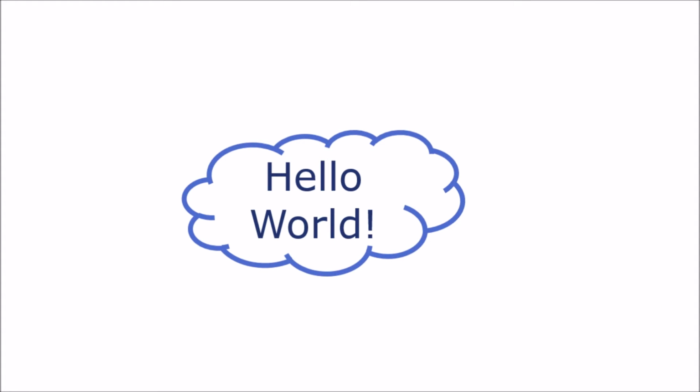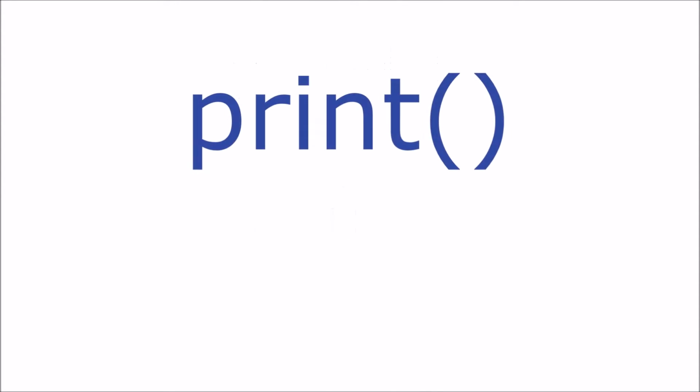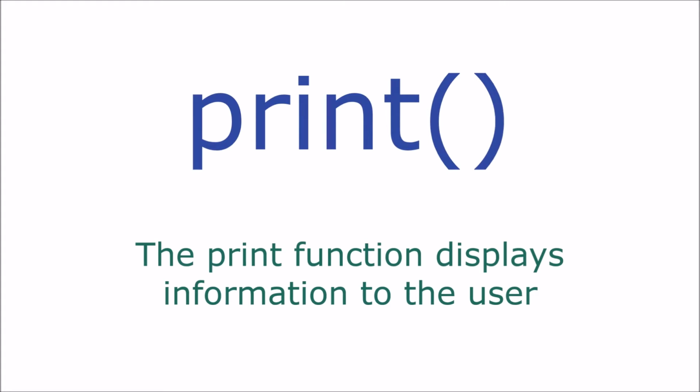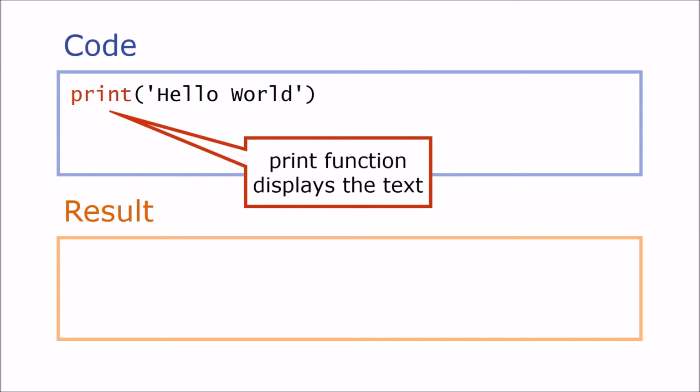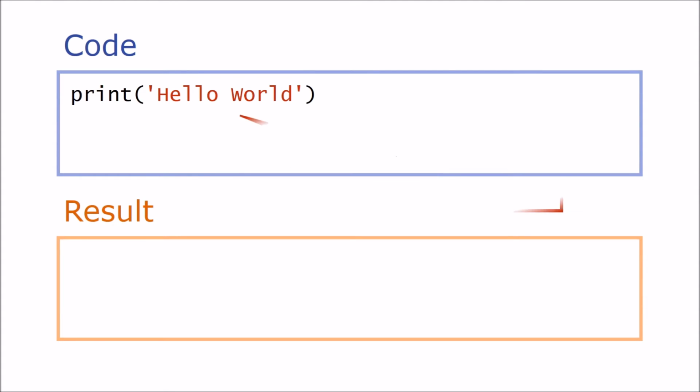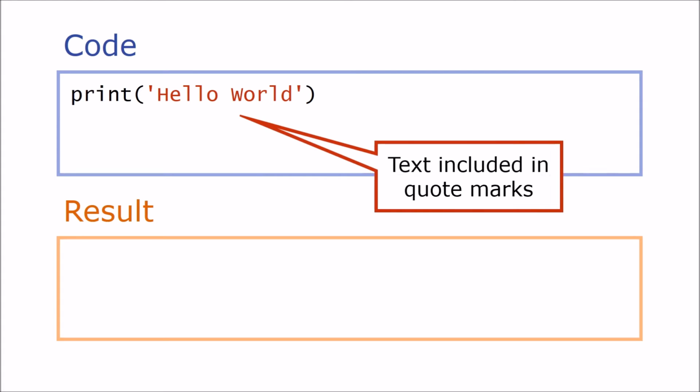First we will create a simple Hello World program. This is a program which just prints Hello World and then stops. The print function displays information to the user. Here is the code. The print function is used to display the text. The text itself is included between quote marks. This program is only one line long.